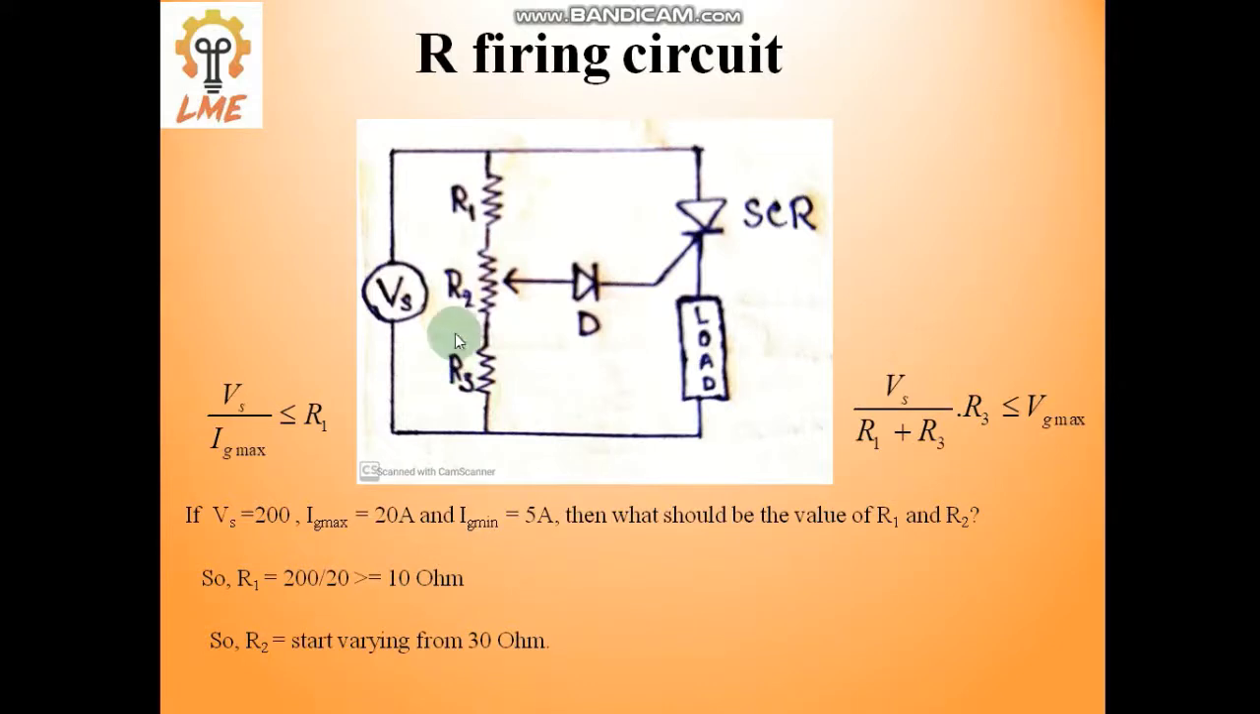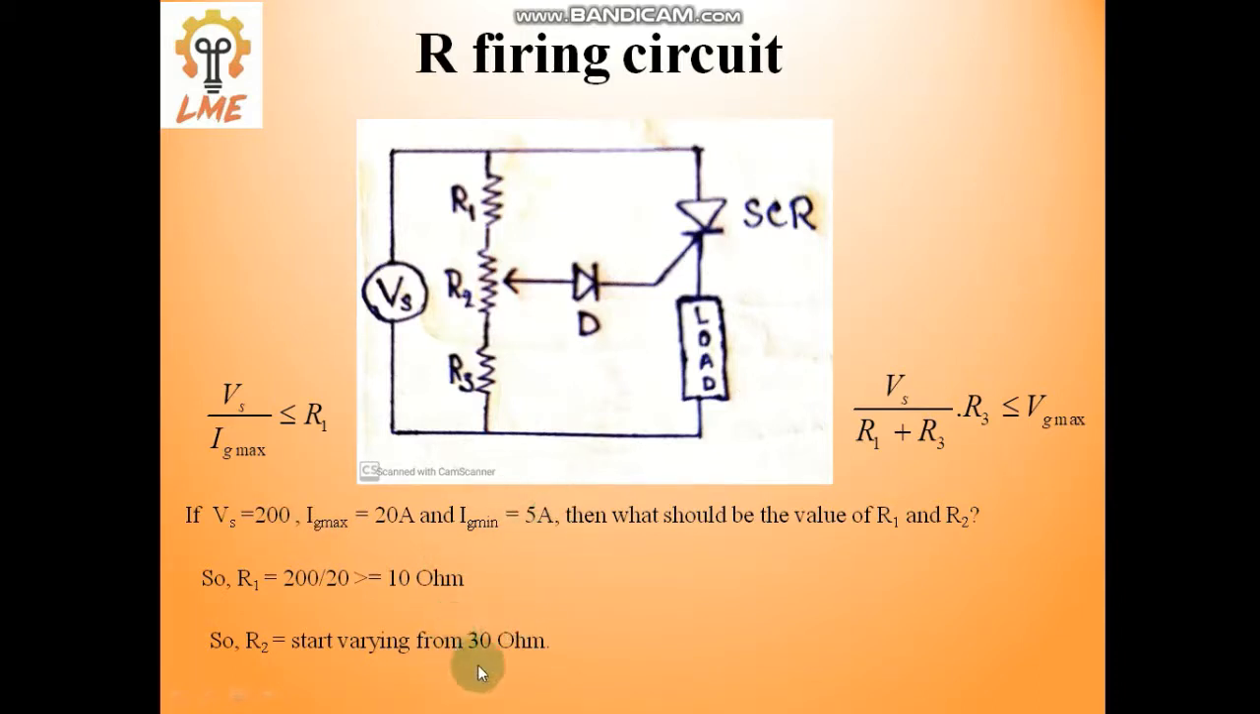So at that time, what should be the R2 value while varying? At the time of triggering, the gate current should be more than 5 ampere, then we can trigger, otherwise we cannot trigger. That is why we have to consider R2 of 30 ohm. Starting should be from 30 ohm because this 30 and this 10 are in series, so the total is 40 ohm. 200 divided by 40 ohm gives 5 ampere.